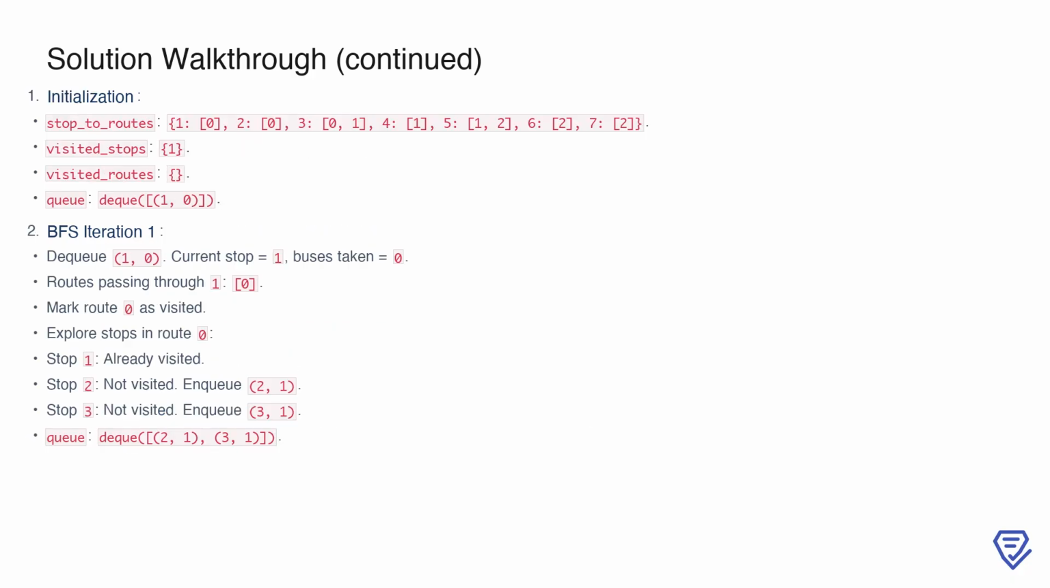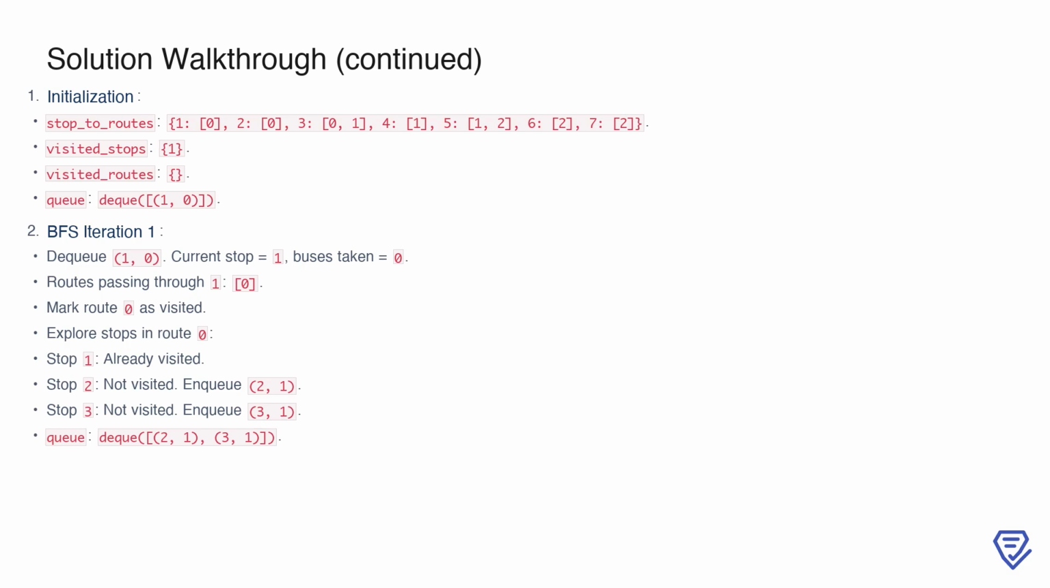Now, for the second example, we begin again with initialization. The stop_to_routes map shows which routes each stop belongs to, and it's structured to include overlapping routes like stop 3, which is part of both routes 0 and 1. We start with visited_stops containing the source stop, which is 1, and an empty visited_routes. The queue is initialized to begin BFS from stop 1 with 0 buses taken.